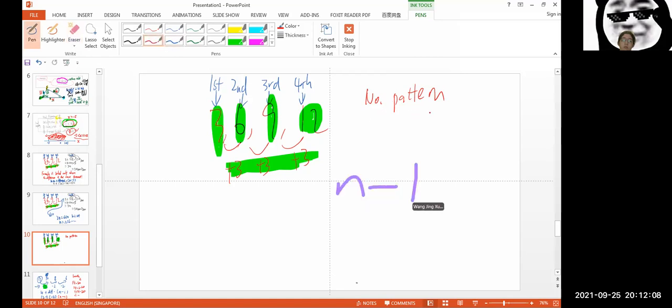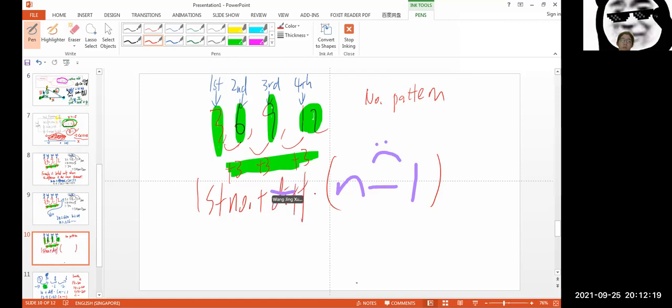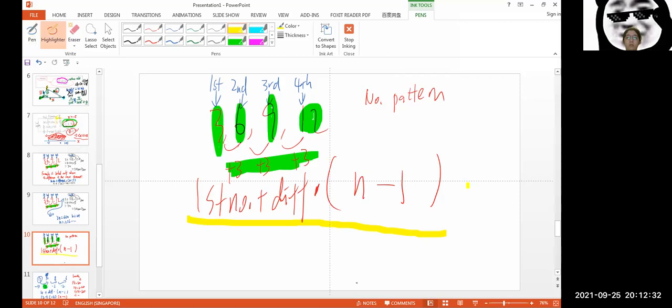So for now, not only n-1, in fact, it's first number plus the difference times n-1. By the way, you seriously have to memorize this formula. If you don't memorize this formula, you're not going to score if number pattern come out. So it's first number plus the difference times n-1.